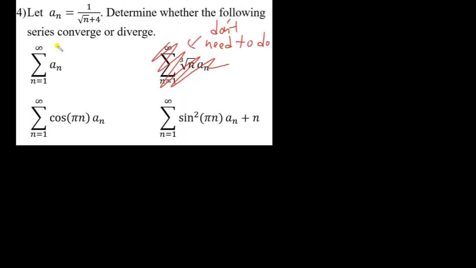Okay, so the next one, we have the same thing, but we were adding a little cosine pi n onto the end. What is the cosine pi n really doing? So if you plug in a bunch of different increasing values of n, n equals 1, n equals 2, n equals 3, and so on, you'll notice a little pattern. And the pattern is that this alternates between -1 and 1.